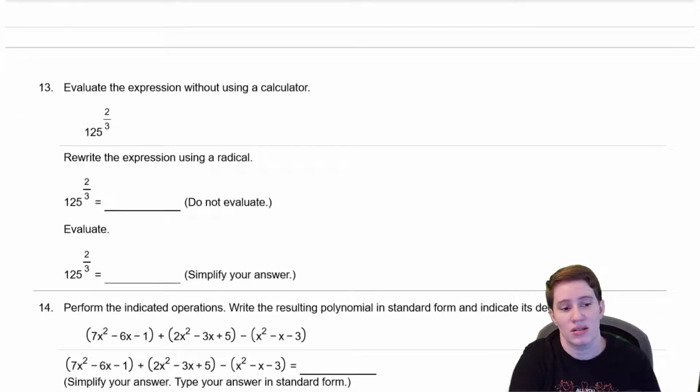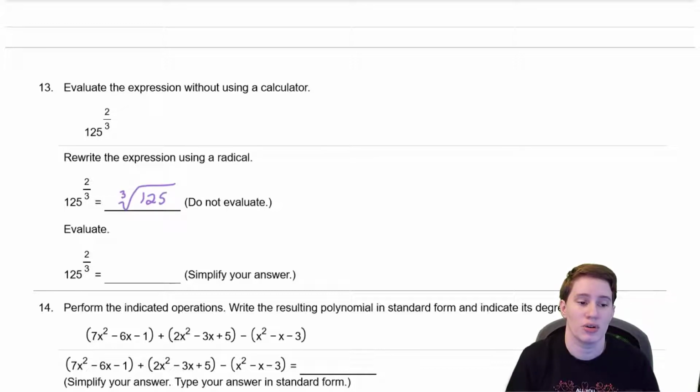Here we've got a rational exponent. It says to not use a calculator, but this is a relatively small number, so hopefully that's not too hard to do. When we see a rational exponent, the top number is giving us our power, the bottom number is telling us our root. So we're rewriting this expression using a radical. It's the cubed root of 125.